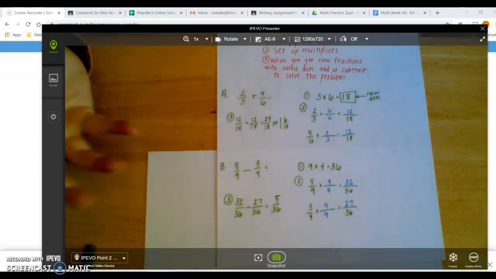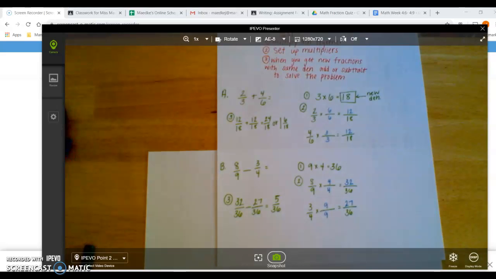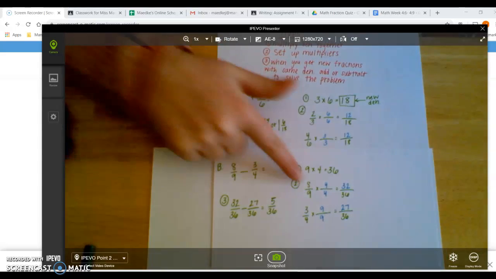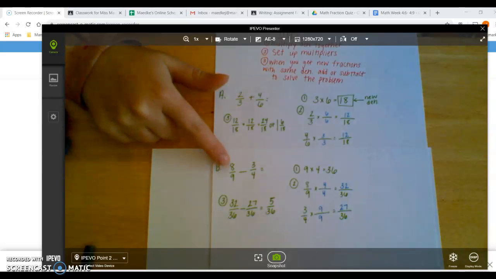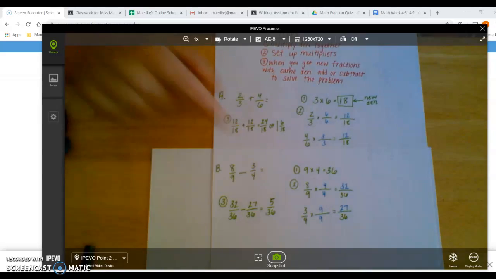Our new fractions that we have are 32/36 and 27/36. Big thing to remember: now we're subtracting, so I have to have my first number, 8/9, which is equal to 32/36, go first. So we have 32/36 minus 27/36. When we get that, we get our answer of 5/36.